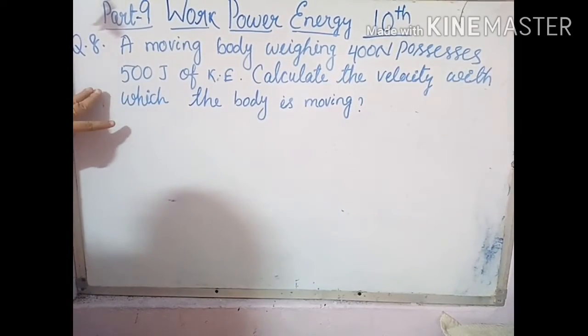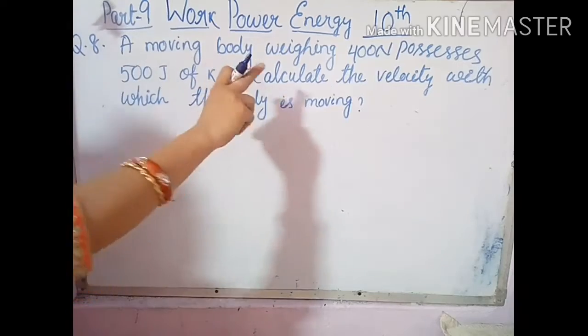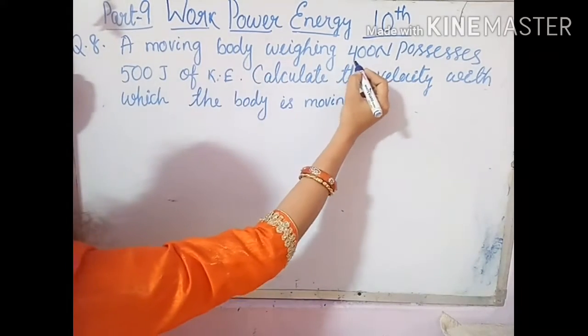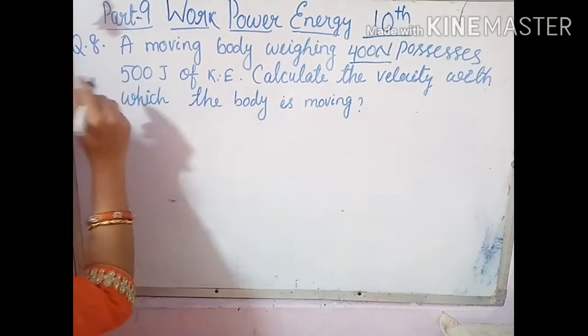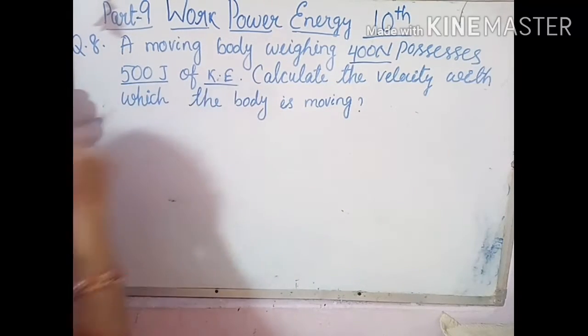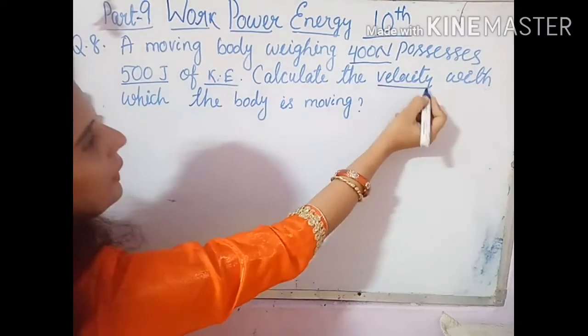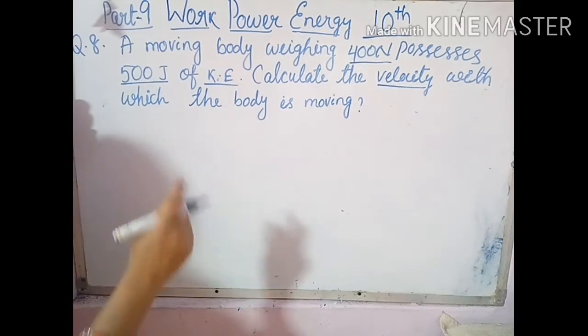Now children, see the next question. A moving body weighing 400 Newton. Newton means force only. Possesses 500 joule of KE, means your kinetic energy 500 joule. Then what you have to calculate? Calculate the velocity. V you have to calculate.